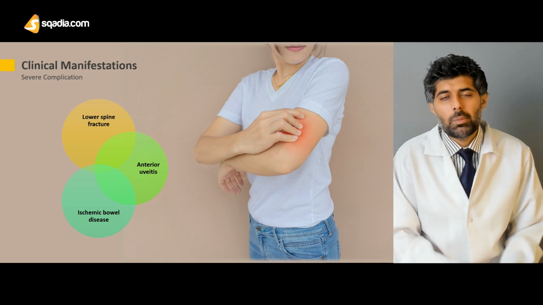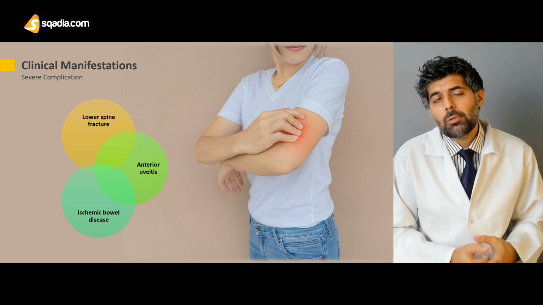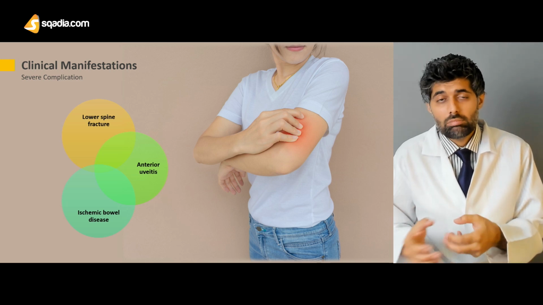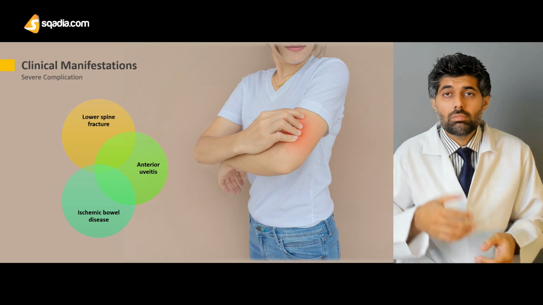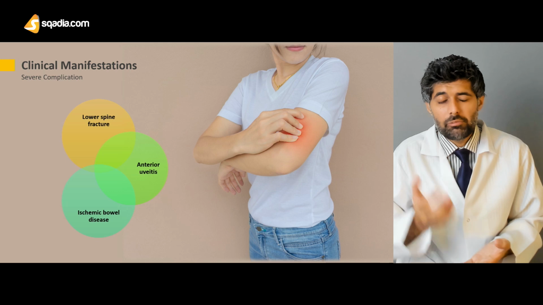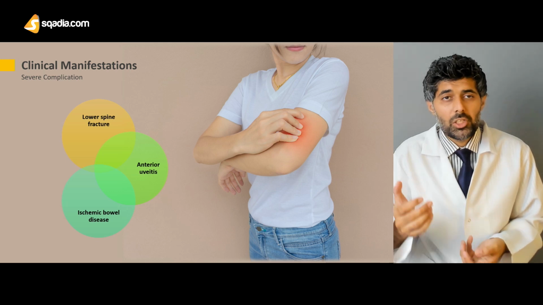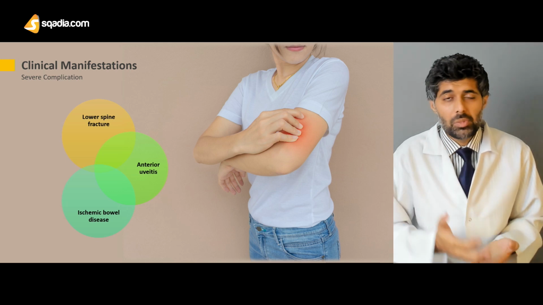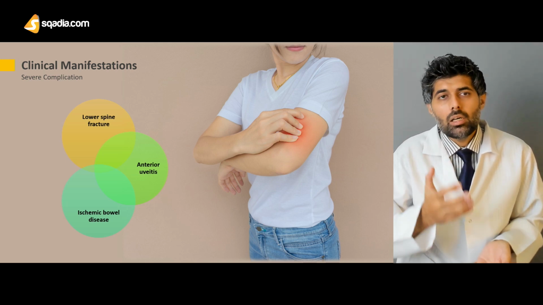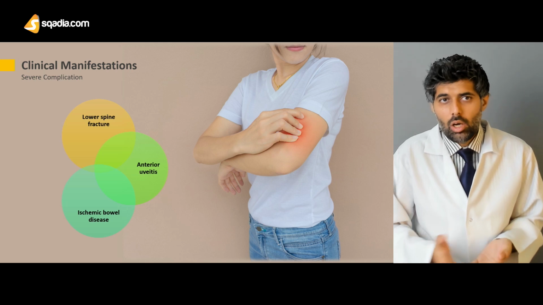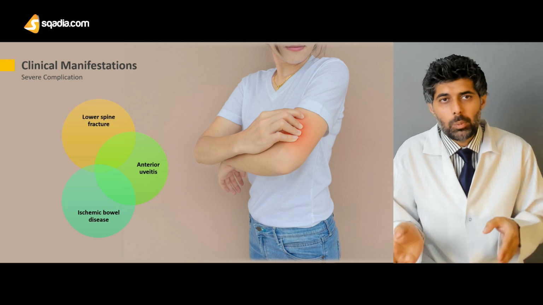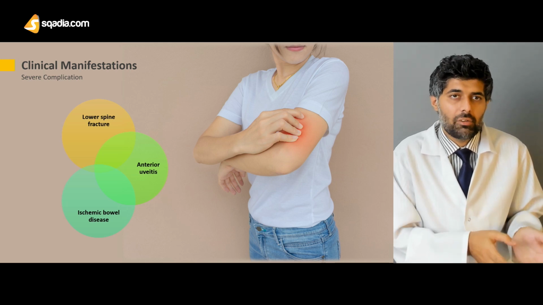Next, we have the ischemic bowel disease. Ischemic bowel disease is a complication and it results in ulcers, sometimes venous ulcers, resulting in both melena or sometimes even frank bleeding during defecation. And the patient also complains of alternating between constipation and diarrhea.